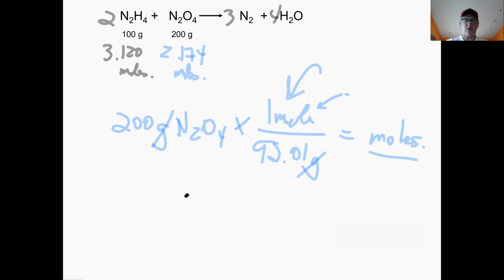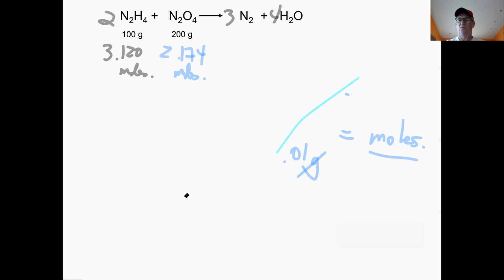Okay. So at this point, how do we determine which one is limiting? Anyone remember how we do that? How do we determine which one is actually the limiting reactant? Because we probably can figure out at this point that they're not divided perfectly. Divide by the smallest. Divide what by what? Divide both of them by the smaller one. I don't understand what you mean. The smaller one of what? 3.120 divided by 2.174 and 2.174 divided by 2.174.